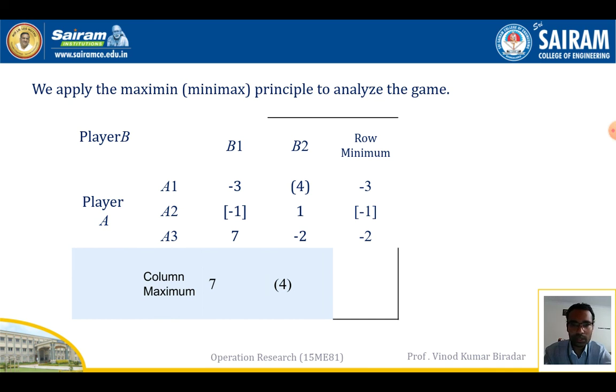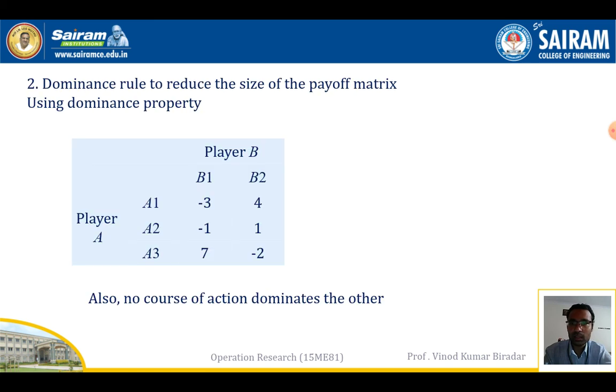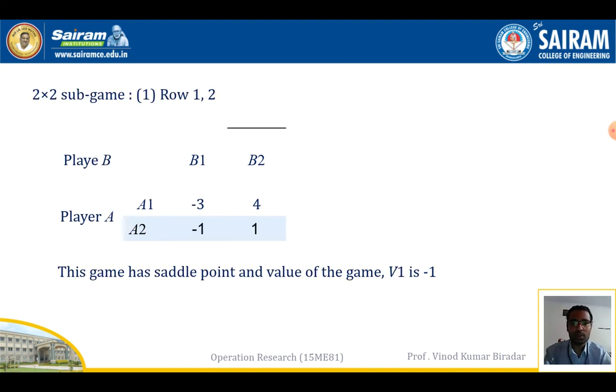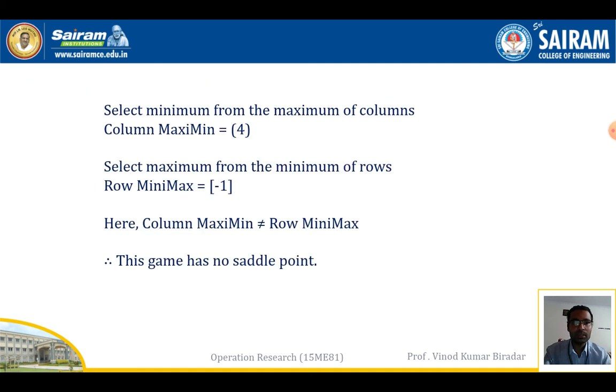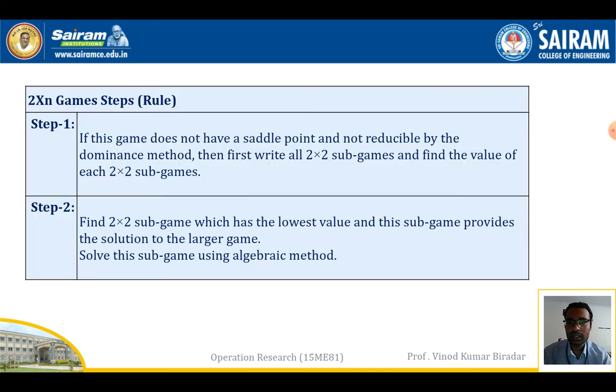So here, just to compare, a saddle point does not exist with the help of the dominance principle. Again go to step 2, subdivision. You have to take 2 by 2 values: a1 a2, and next a1 a3, a2 a3, like that. You take each, calculate the value of the game for each, and then you will get a 2 by 2 matrix. Then with the help of the dominance principle you can calculate. So this is the procedure for solving the 2 by n game theory problem. Just remember these two steps.